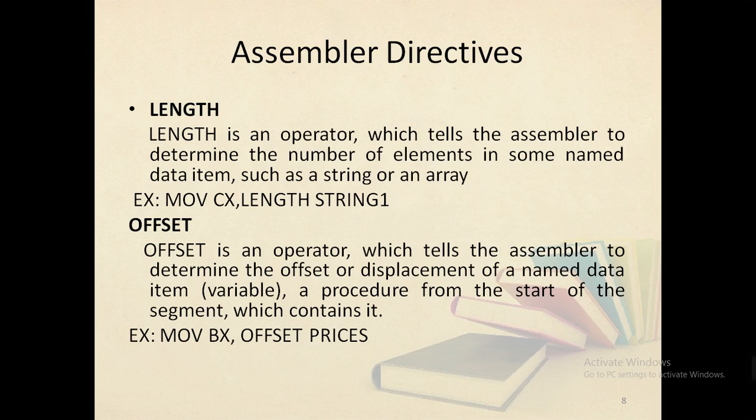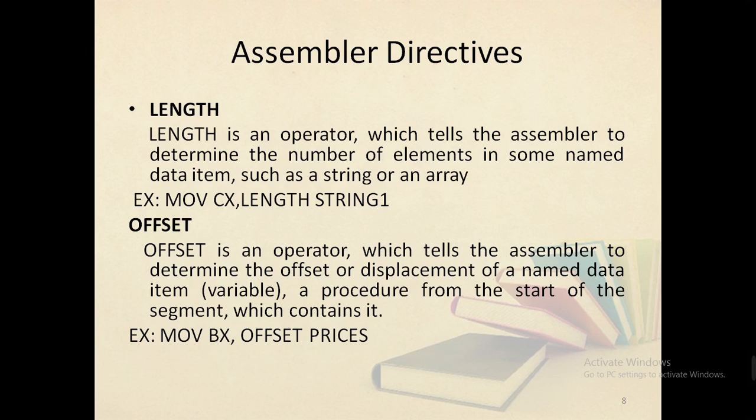And coming to the next assembler directive, LENGTH. LENGTH is an operator which tells the assembler to determine the number of elements in some named data item such as a string or an array. When the assembler reads the statement MOV CX, LENGTH string1, it will determine the number of elements in string1 and load that into CX. If the string was declared as a string of bytes, LENGTH will produce the number of bytes in the string. If the string was declared as a word string, LENGTH will produce the number of words in the string.